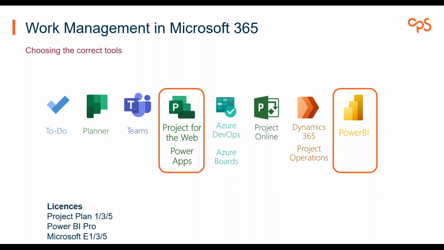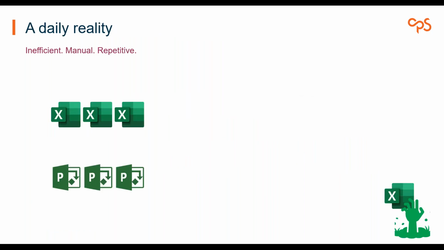So some of the links afterwards have more details, but the things we're looking at today would require a Project Plan 1, 3, or 5, Power BI Pro, and a Microsoft E1, E3, or E5 license. You may not be very interested in licenses. I do understand that. But if you're not from IT, for example, and you need to go and start speaking to them, then these are the type of licenses that you would need to consider.